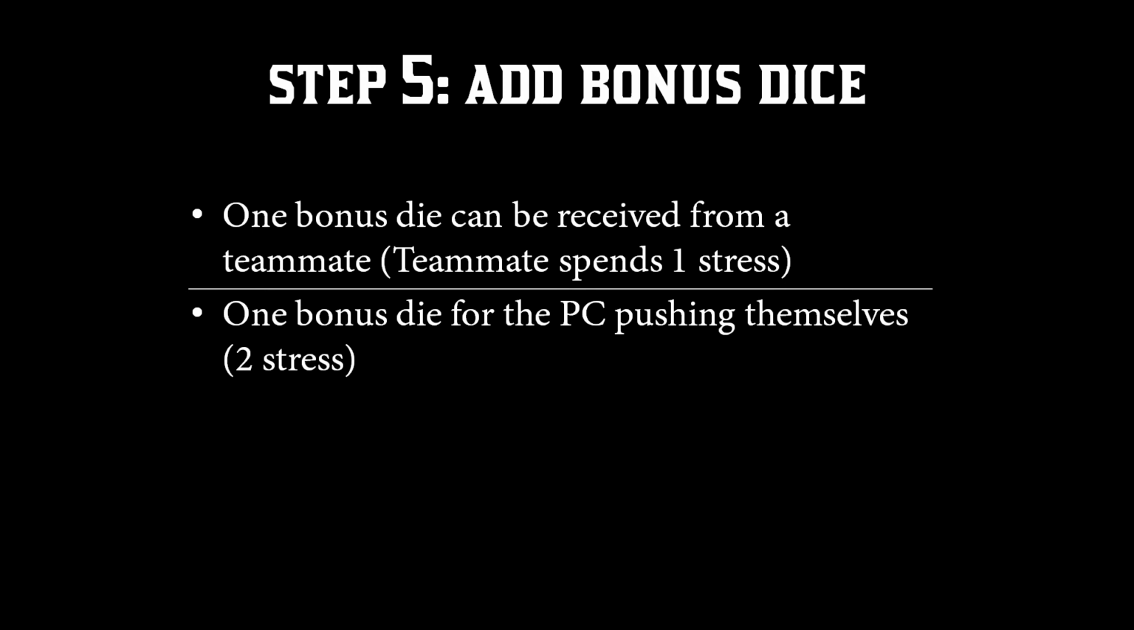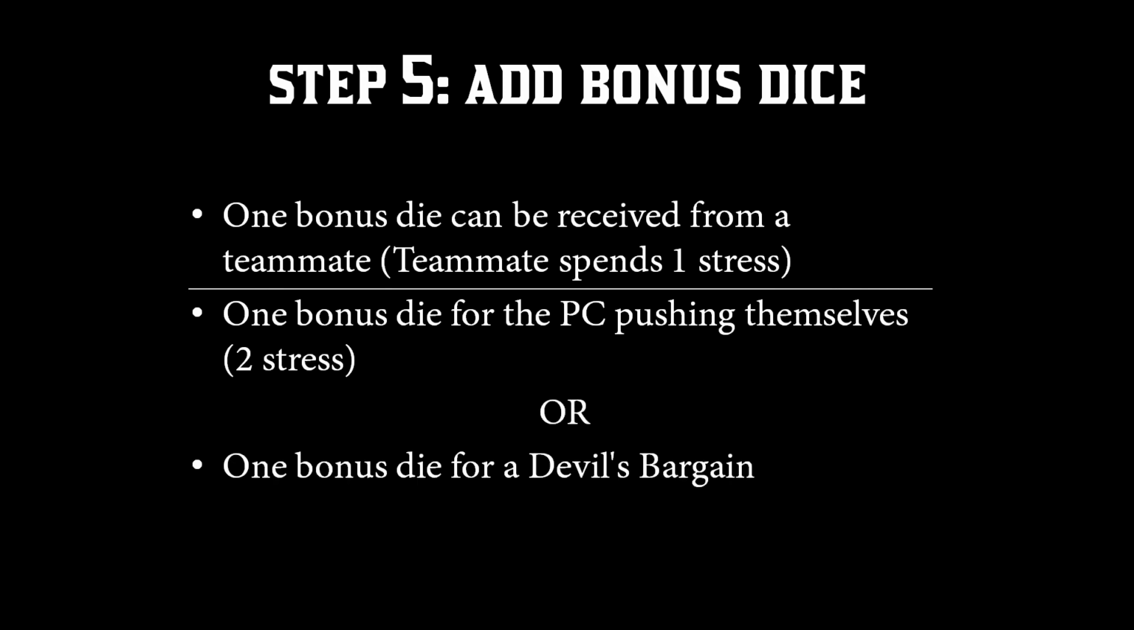However, instead of pushing themselves, the PC can choose to take a devil's bargain for a bonus die. So there are 2 ways that the PC can improve their odds by taking bonus dice. Their teammate can only use the one avenue to improve their position, by spending 1 stress.